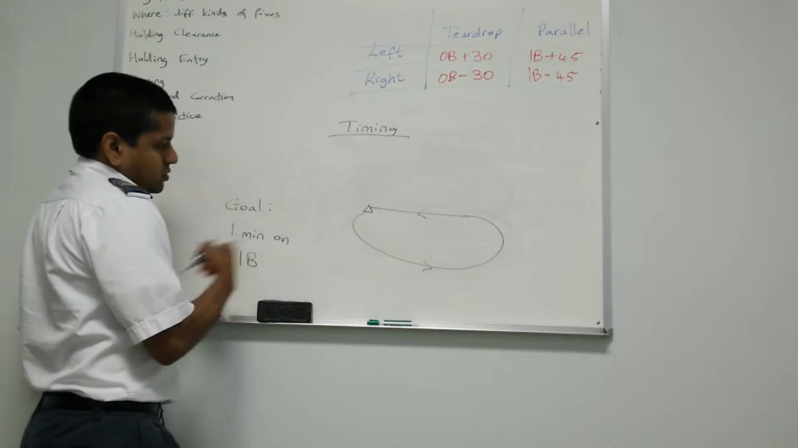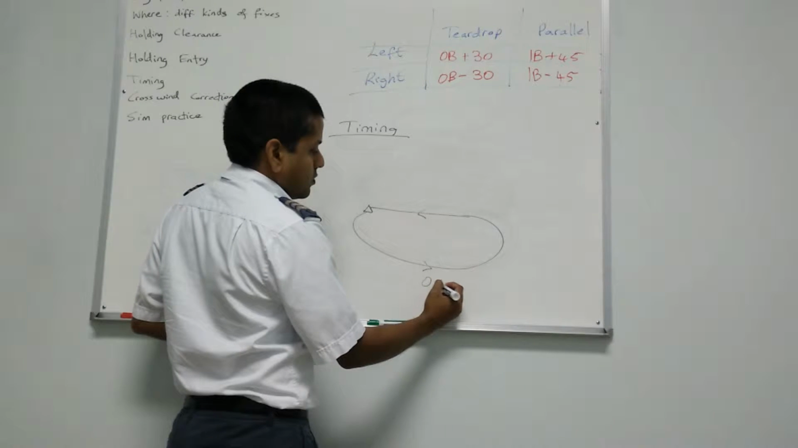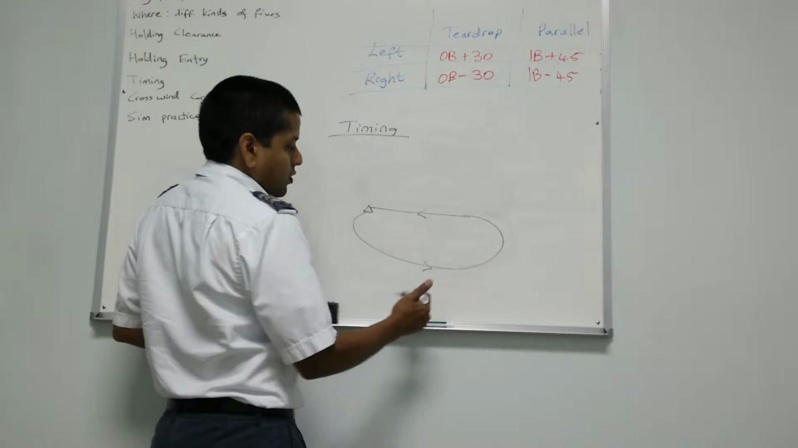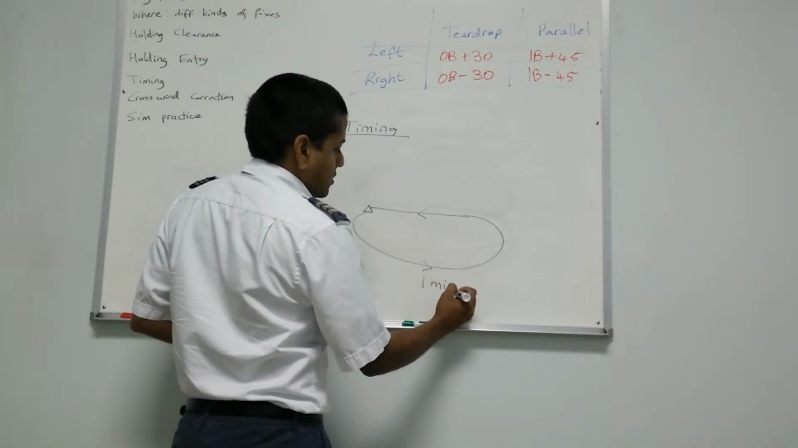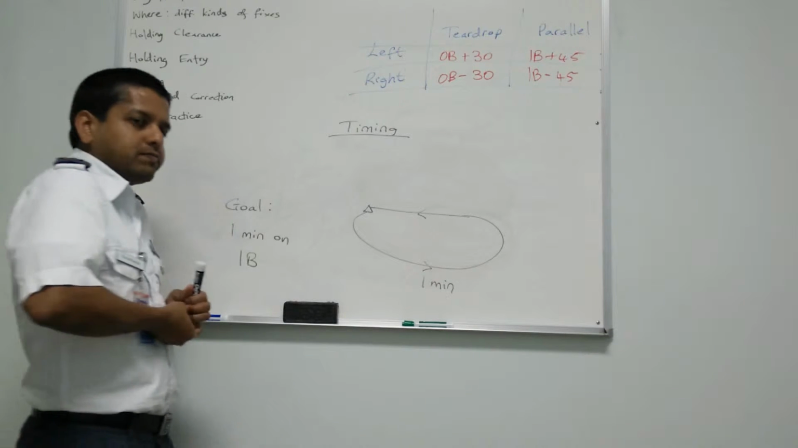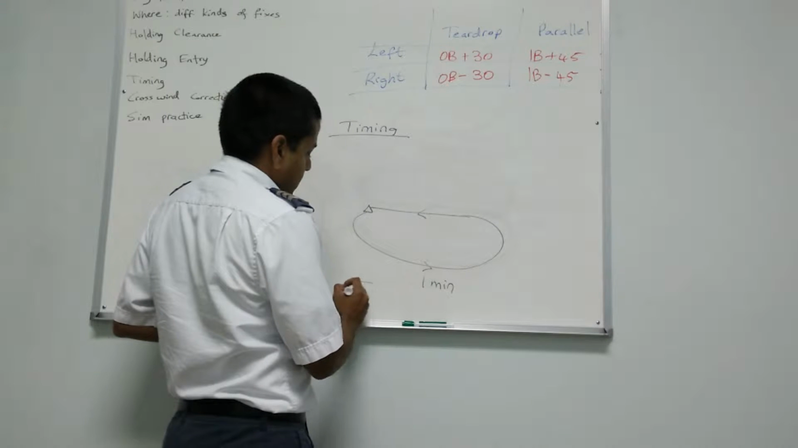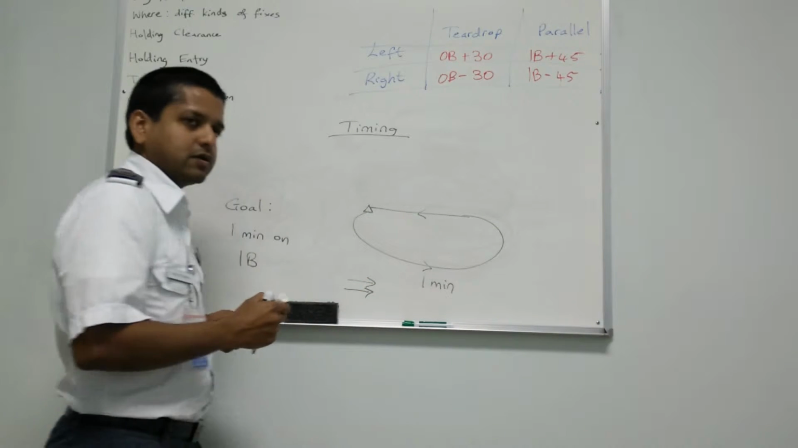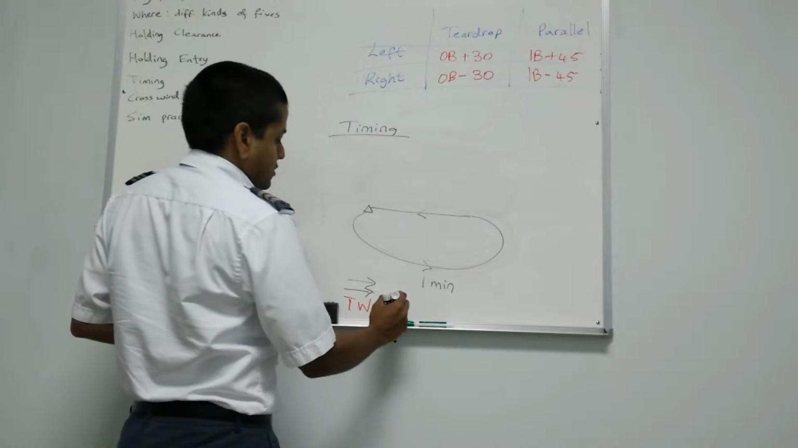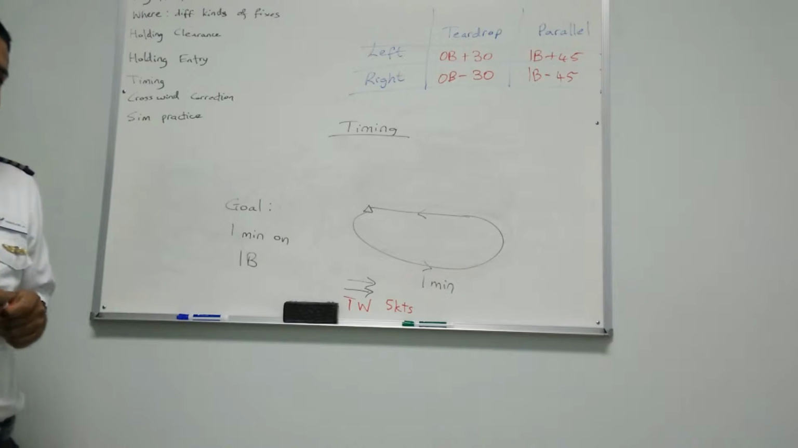So let's say that you do a direct entry, all right? And you go outbound for 1 minute. You go outbound for 1 minute, but there is a wind. You have a tailwind. Okay, tailwind, let's say 5 knots. So you go outbound for 1 minute.